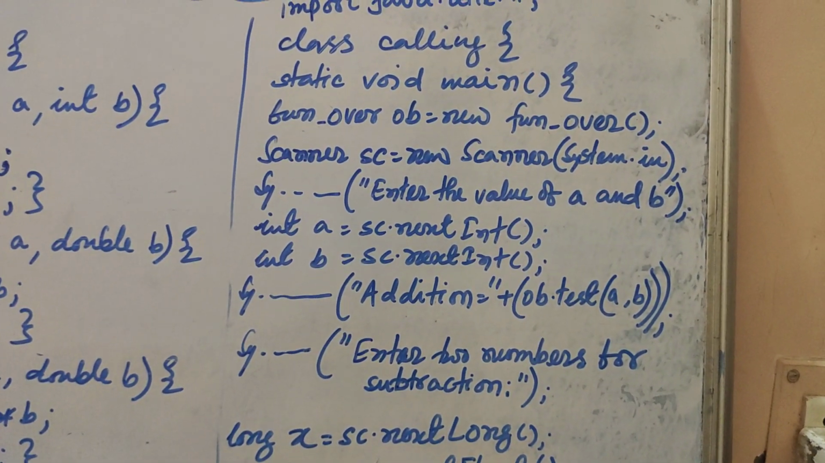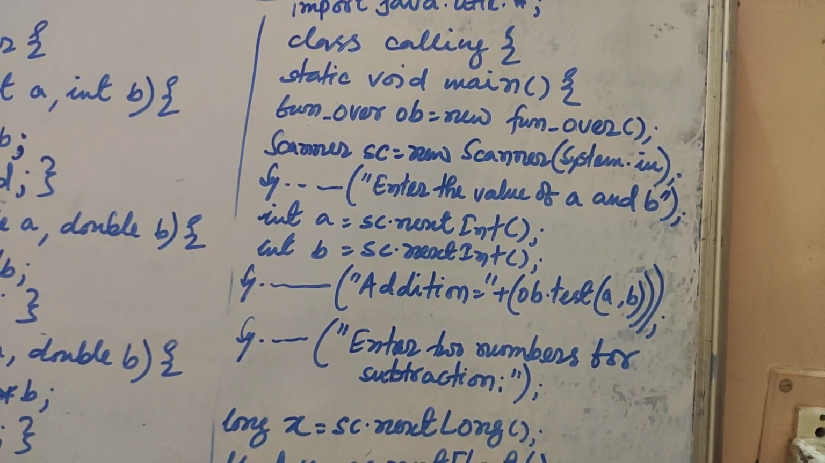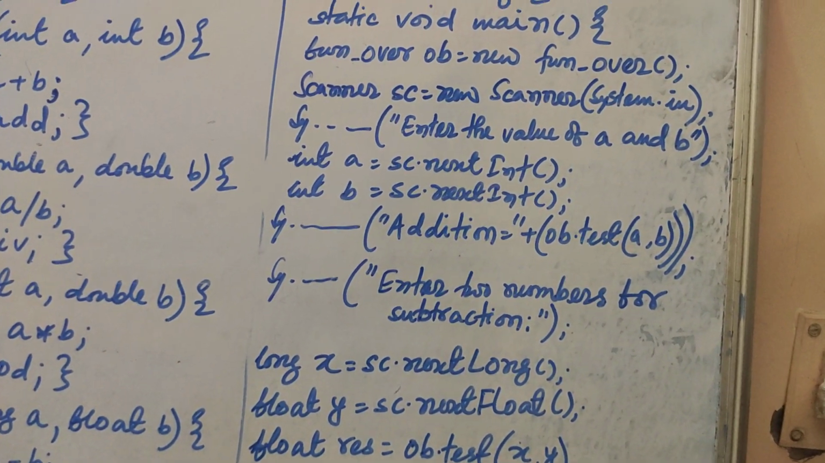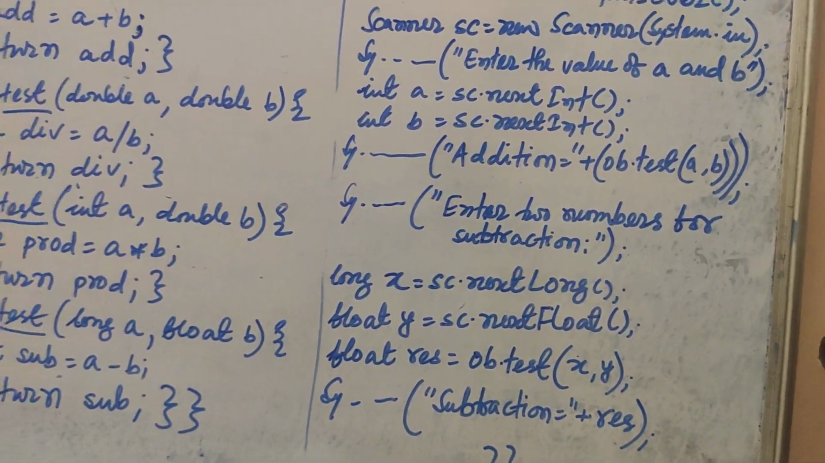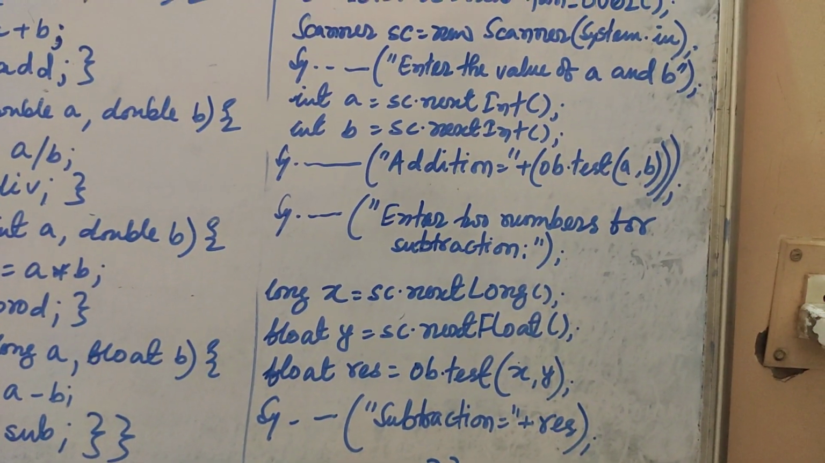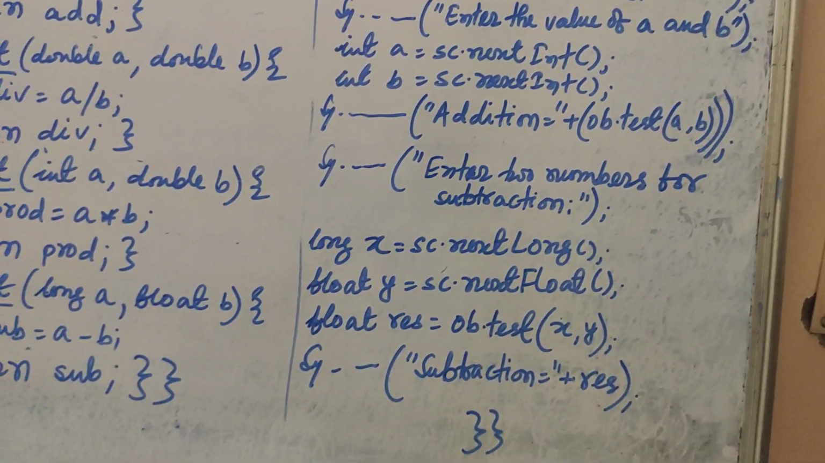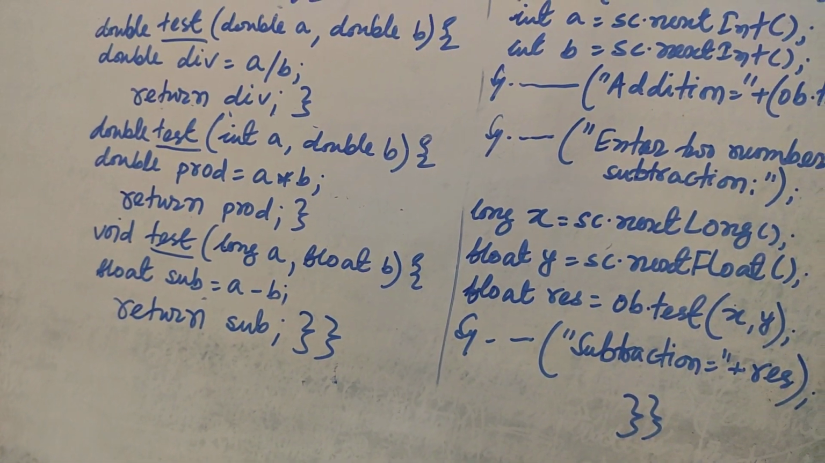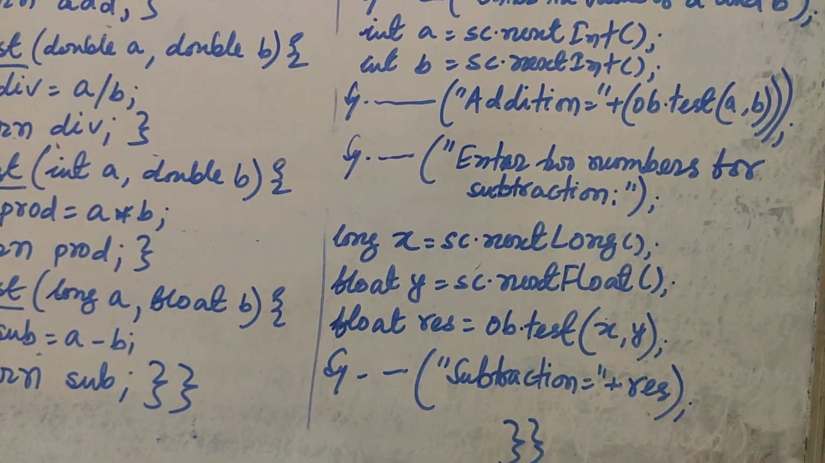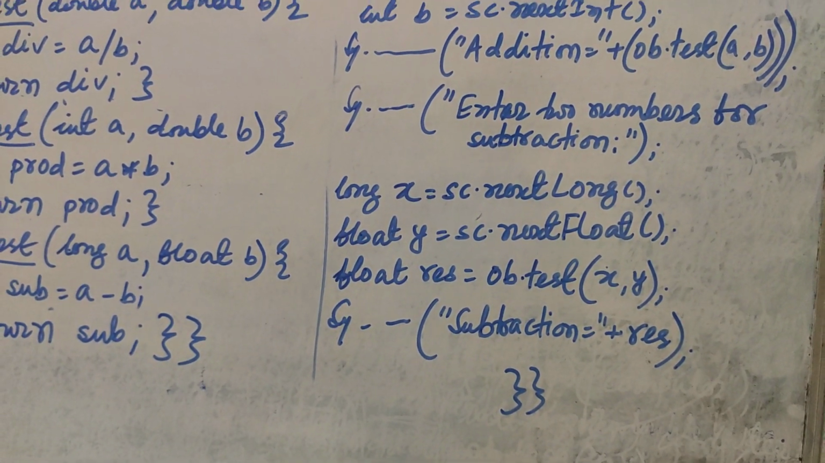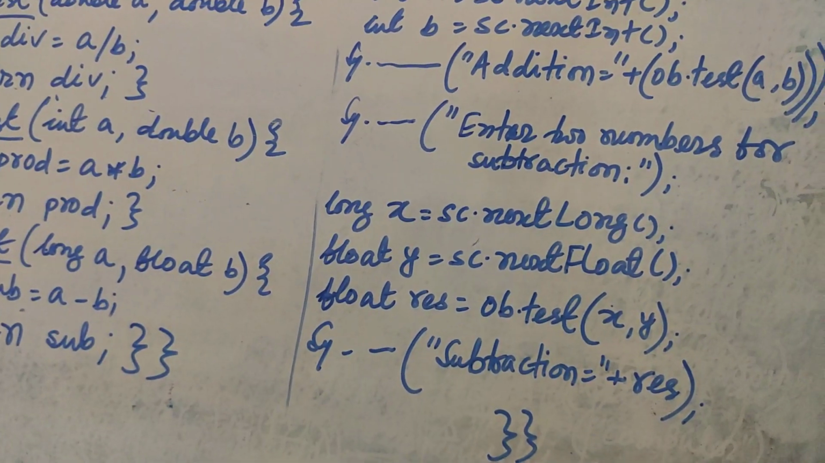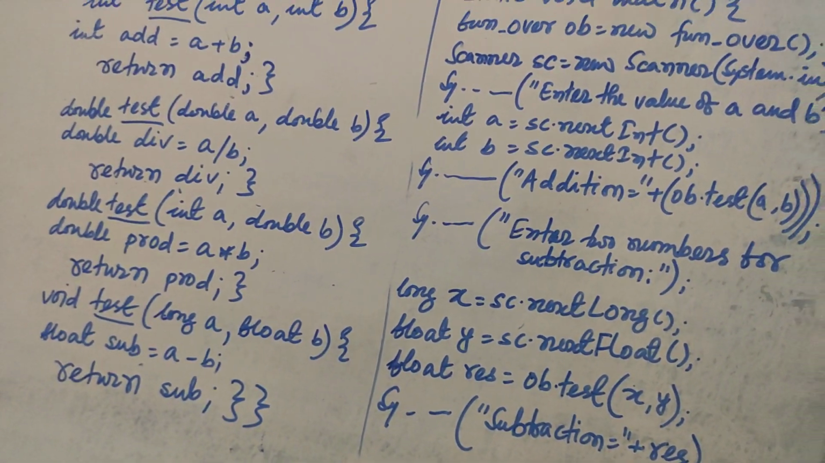Like that way also you can give the heading, enter two integer values, int equal to, and this is addition. Then next, enter two numbers for subtraction. I am giving the heading here, because enter two numbers for what purpose? For subtraction. One is a long variable, another one is float. So I am taking this way. Then long and float. Float is bigger. This is called implicit conversion. Float result equal to ob dot test, then subtraction.